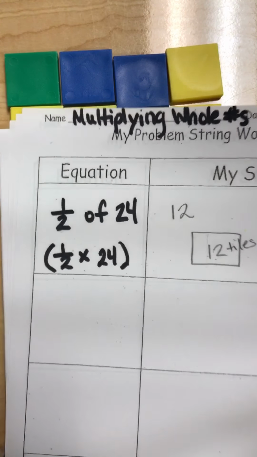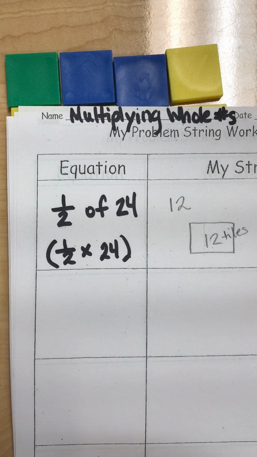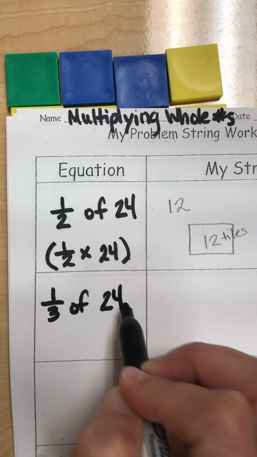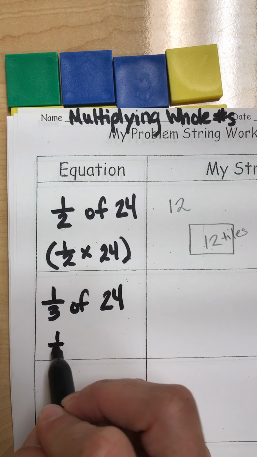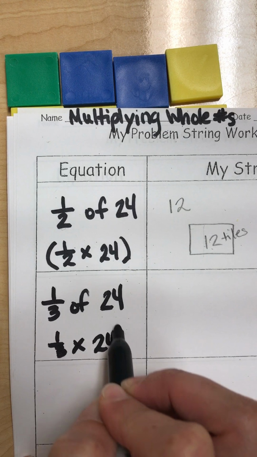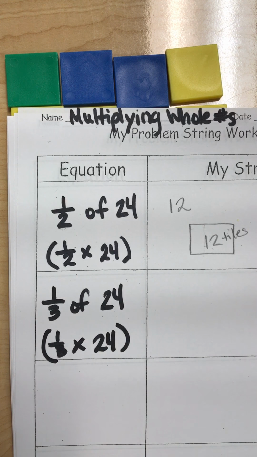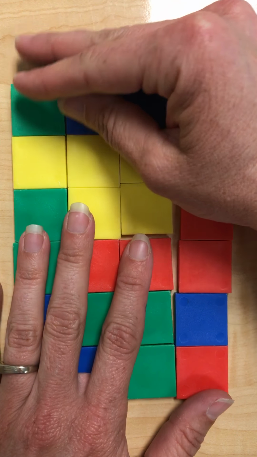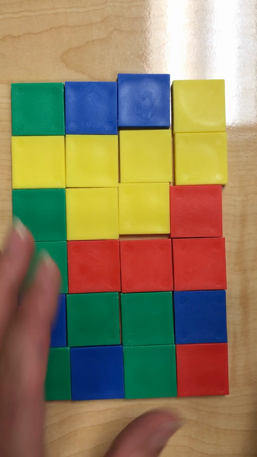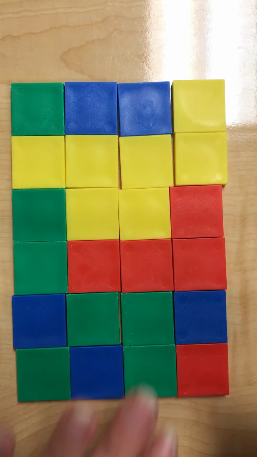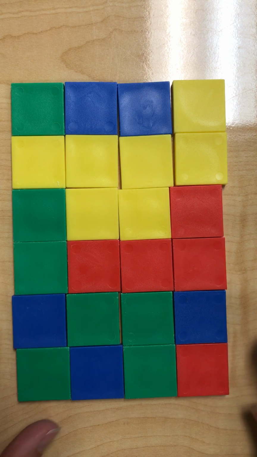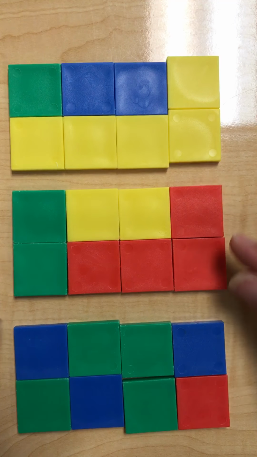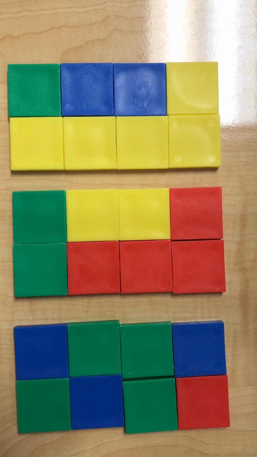Okay, the next problem I'm going to write is 1/3 of 24, which is the same thing as saying 1/3 times 24. Same thing. Okay, so I now start with my 24 again. I'm going to put them back together. And here I have 24 in one whole unit, but I need 1/3 of that. So I'm going to have to split it into 3 groups. So here's 1 group, here's 2 groups, and 3 groups. So I now have 3 equal groups.